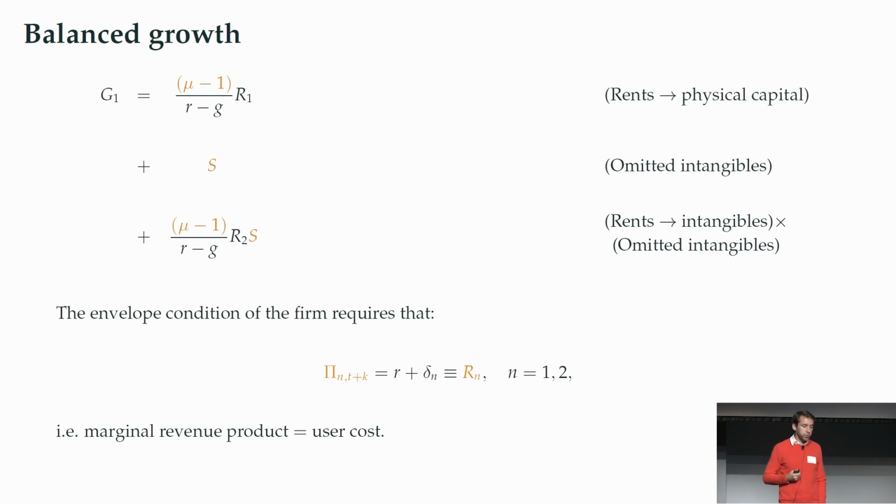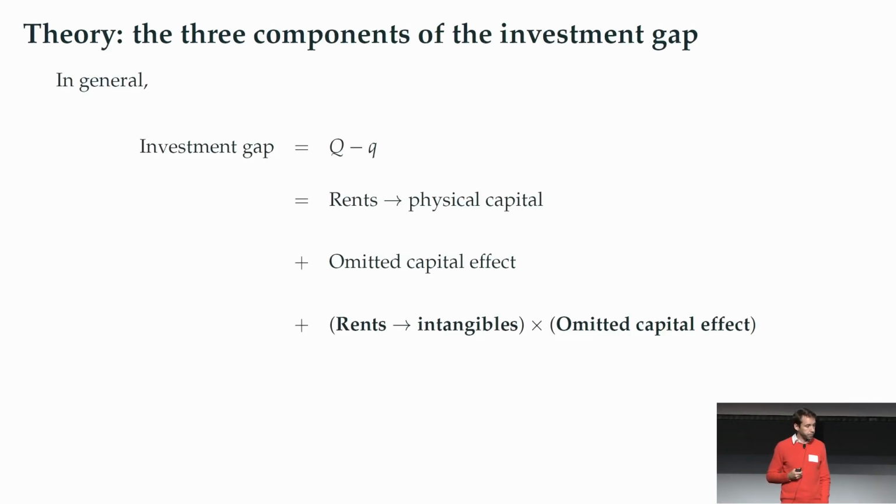Basically, the first of these two expressions shows you the NPV of rents on physical capital. You recognize the Gordon growth formula here, 1 over R minus g. And then the mu minus 1 times R1 is just the flow value of rents. R here, the big R, is the user cost of capital, the competitive user cost, and on that you earn a markup. And then the last term is essentially an interaction of the two effects. It's the flow value of rents on intangible assets times how much intangible assets I have in my firm. Okay, so that's the decomposition we're going to put to work in the data.